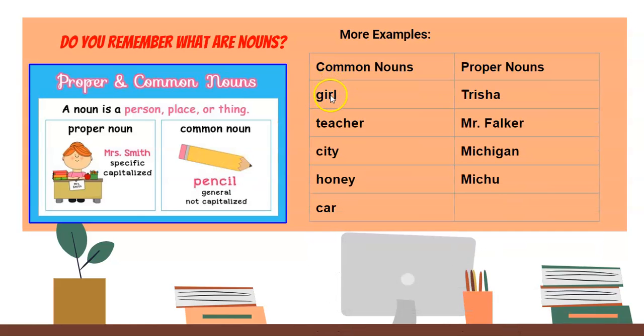We're going to see some more examples. These are going to be very common for you, or you may have heard about them because they are related to the story that we're reading. We have as common nouns, girl, and as a proper, Trisha. Teacher is common, Mr. Folker is proper. City is a common noun and Michigan is a proper. Honey is a common noun and Me Too is a proper noun. You see, I'm sweet as honey. Car is a common noun and maybe if we talk about the model of a car, it would be a proper noun.